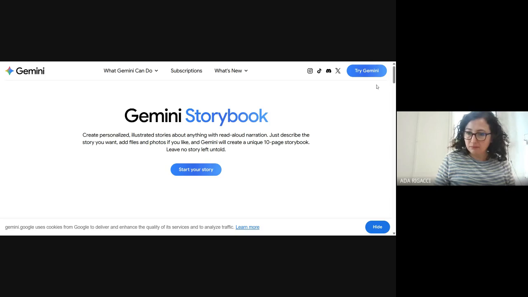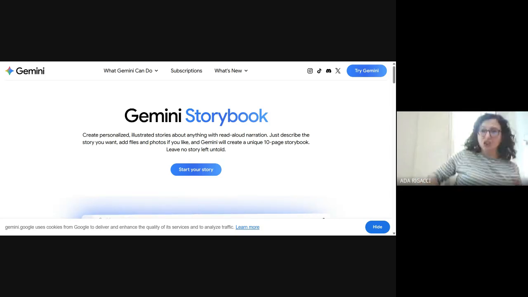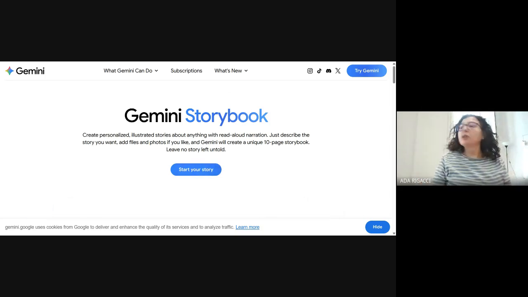So we also have a screen here in the classroom for those joining. To find Gemini Storybook, you just select on Google Gemini Storybook, and it opens up the page like this. You don't really need an account for this.